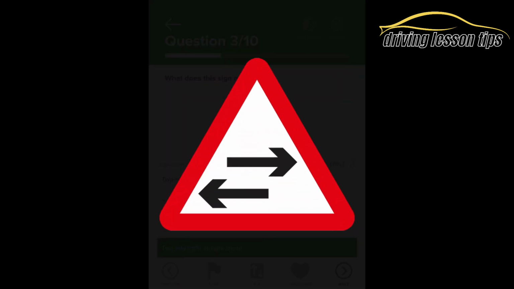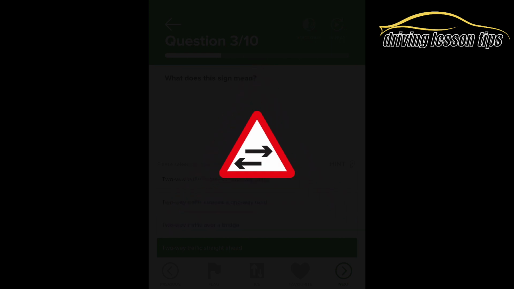So the first thing we need to do is look at the shape of the sign. It's a triangle with a red border. First of all, think, what does that shape mean? Remember, different shapes have different meanings. In this case, a triangle with a red border means it's a hazard warning sign. And then there are two arrows going side by side inside that triangle.